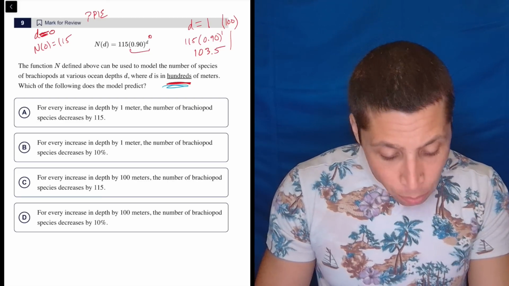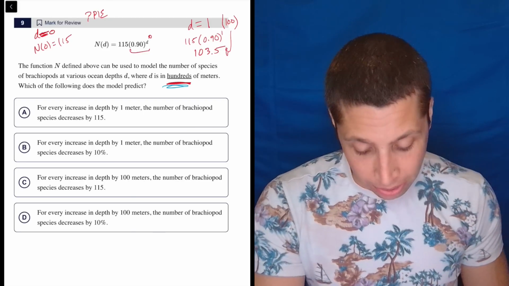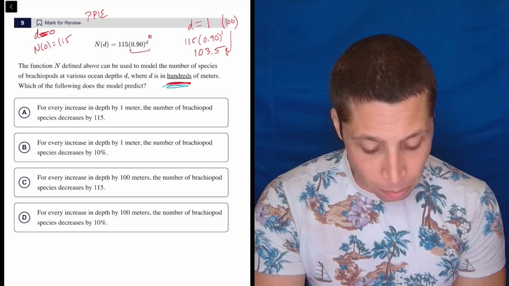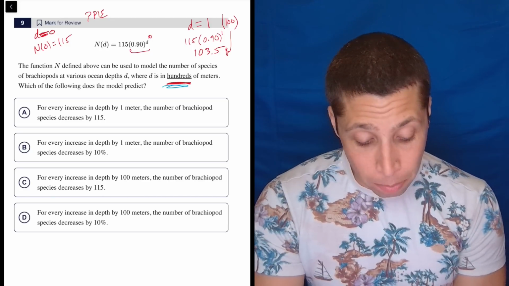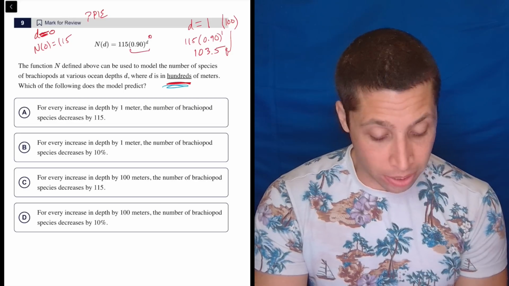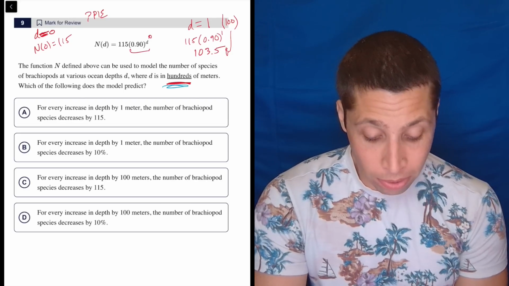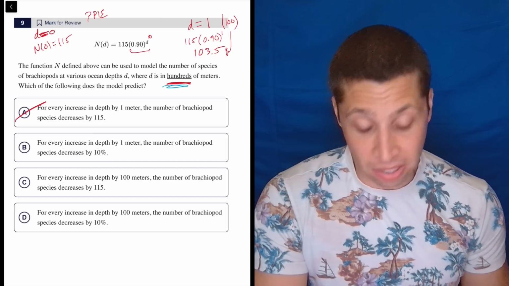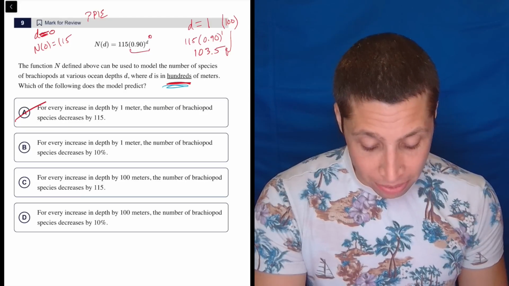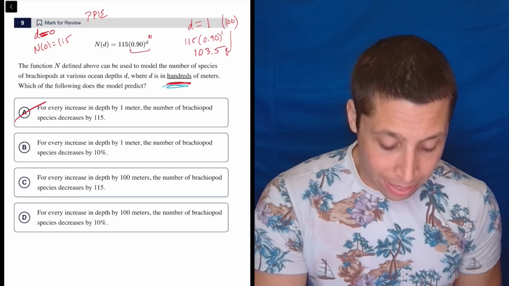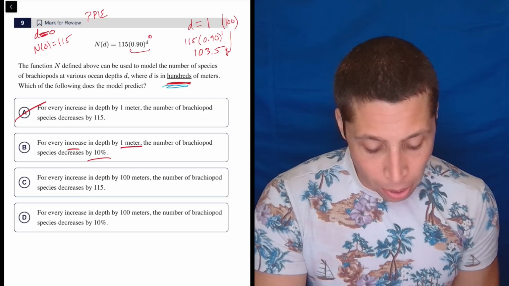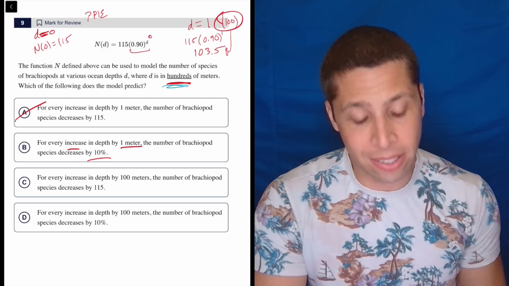So now with that in mind, let's see if the choices make more sense. For every increase in depth by 1 meter, the number of brachiopod species decreases by 115. So we increased by 100 meters and it didn't even decrease by 115. It decreased by like, what, 12? Something like that. So this doesn't even make sense. For every increase in depth by 1 meter, the number of brachiopod species decreases by 10%. Well, the 10% might be right. That seems good. But we're not increasing by 1 meter. We're increasing by 100. This is the key to this question.